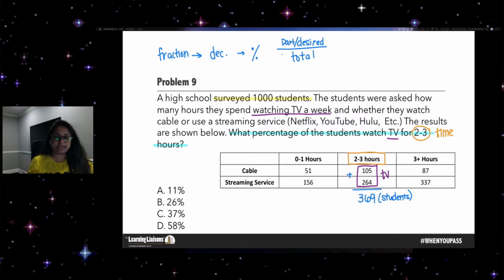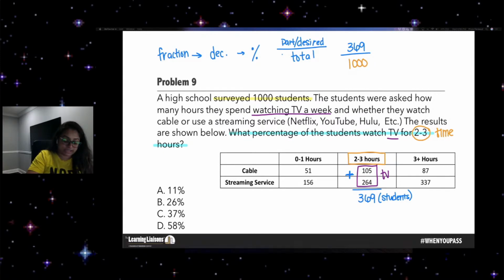Yes, you are adding the cable, which is 105 students, and the streaming service, which is 264. And that gives us the total students that watch television for 2 to 3 hours of 369 students. And I have my plus sign right here. Okay, so the part or desire that we're looking for is the amount of students that watch TV for 2 to 3 hours, and we have our total. That's 369. We know the overall total of students that were surveyed is 1,000.